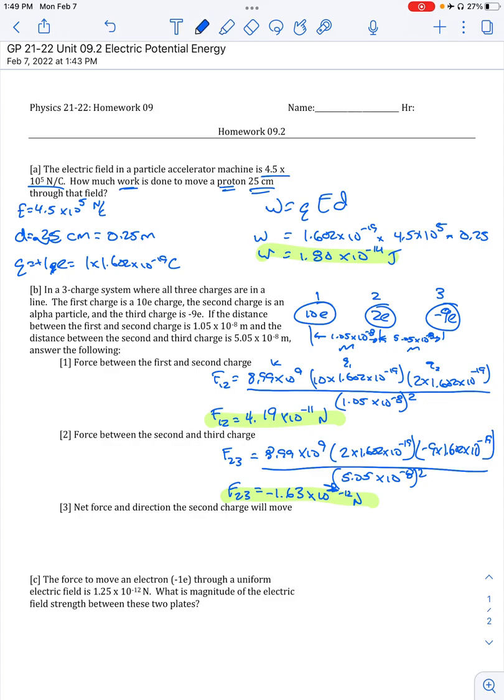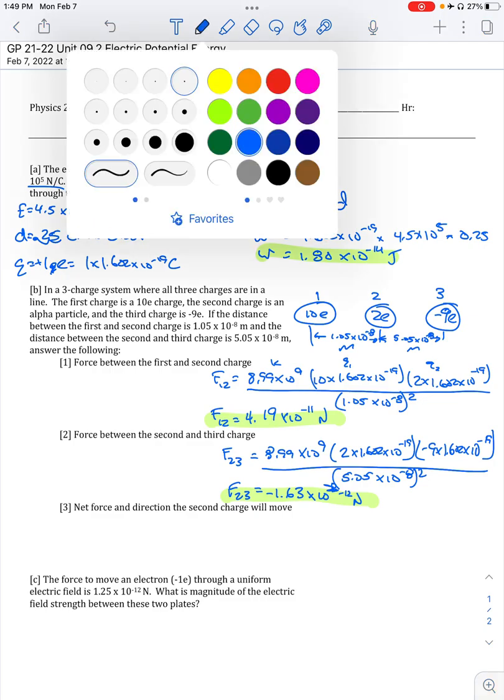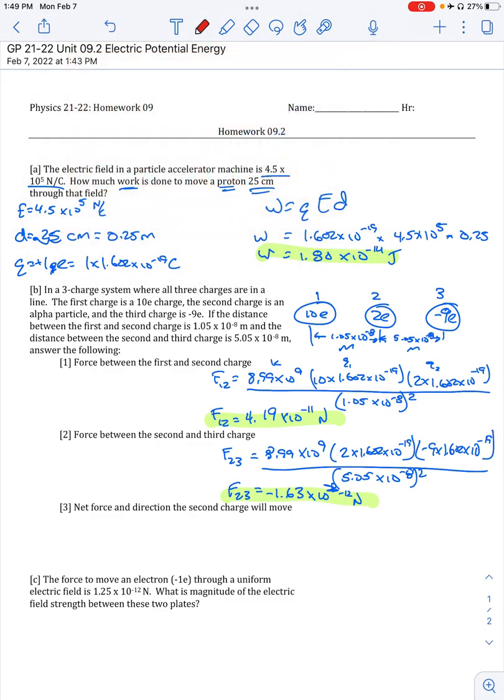All right, net force and direction of the second charge. Okay, so between 1 and 2, we've got both positives. So because they're both positives, these are going to repel. All right, that means this one's going to push it this way, this one's going to get pushed that way. All right, these are going to attract, which means this one's going to get pulled in, that one's going to get pulled to the right.